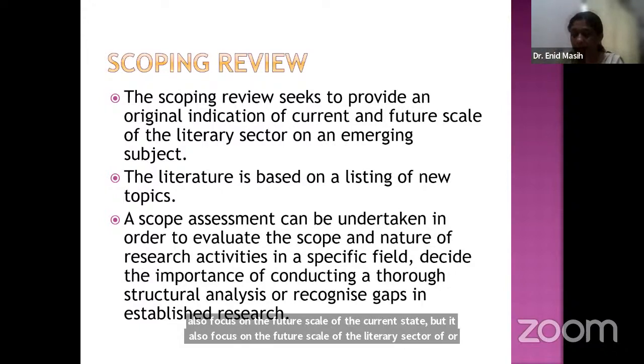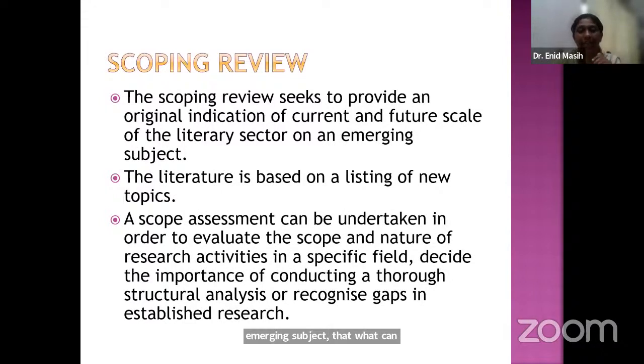That can be different topics or different areas which can come up. The literature is based on the listing of new topics. The scope assessment can be undertaken in order to evaluate the scope and nature of the research activities in a specific field, and to design the importance of conducting a thorough structural analysis on recognizing gaps in established research. So this scoping review focuses on the structural analysis to recognize the gap.